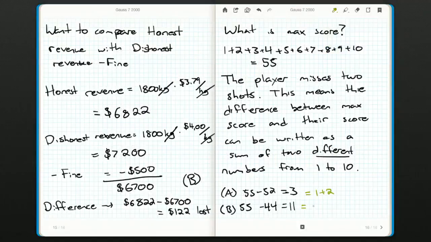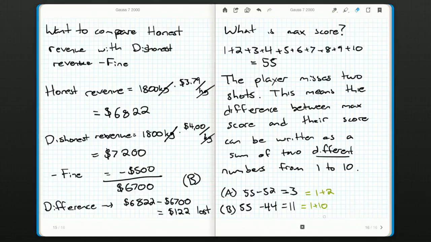There's lots of ways. He could have missed the 1 and the 10 ball, or the 2 and the 9 ball, or the 3 and the 8 ball, or the 4 and the 7 ball, or the 2 middle ones, the 5 and the 6 ball. Doesn't really matter. All we need is one way to do it. So let's just go with the 1 plus 10 ball.